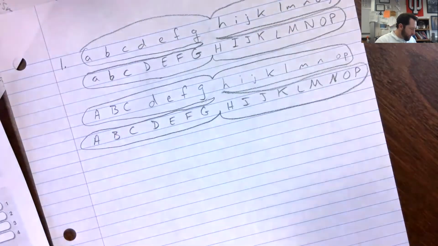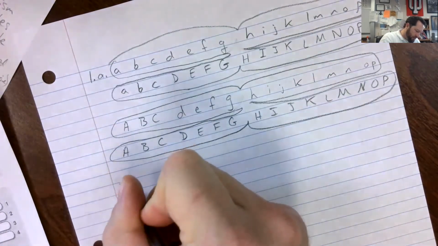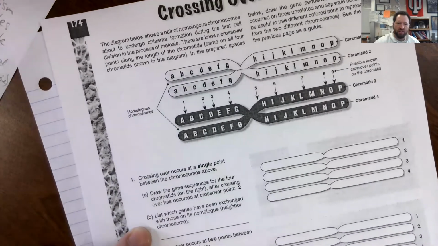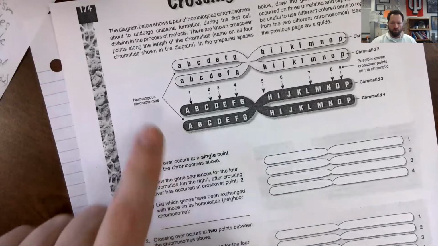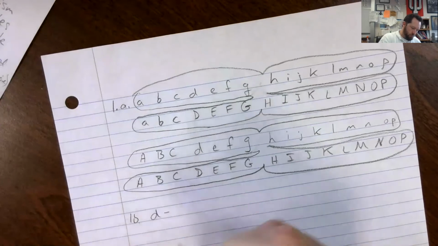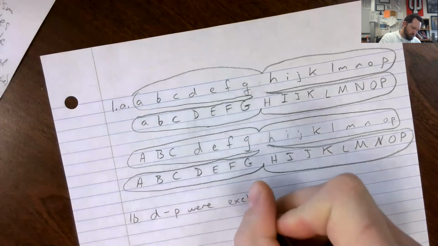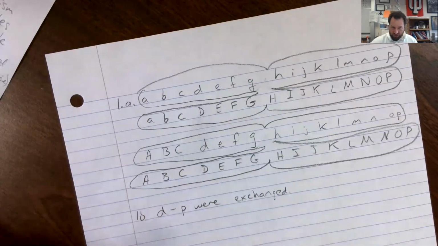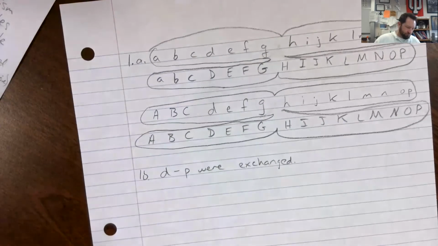So that is problem 1. Well, that's 1A, I suppose. 1B then asks, list which genes have been exchanged with those on its homolog or neighbor chromosome. Well, genes D through P were exchanged. And that's how we do question number 1.